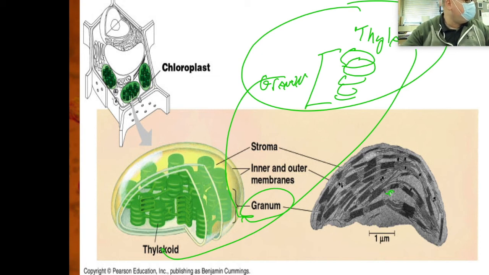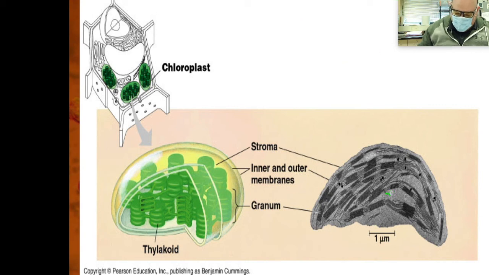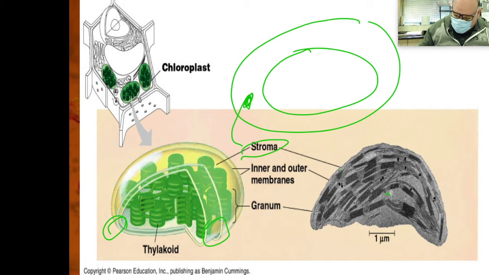Wait, so what part is the stroma? So the stroma, it's hard to see. Okay, I'm glad you asked that. So if you look at these two, see how there are two membranes right here? The stroma is the place between the membranes, which you can kind of see better on the electron microscope. Good question, good question.